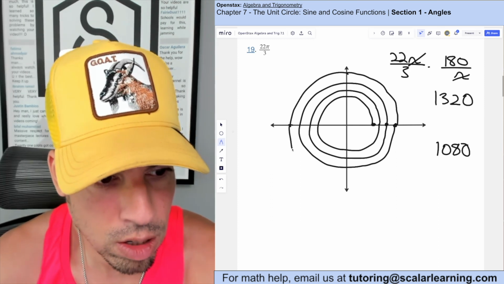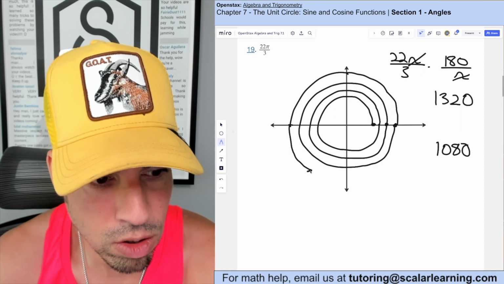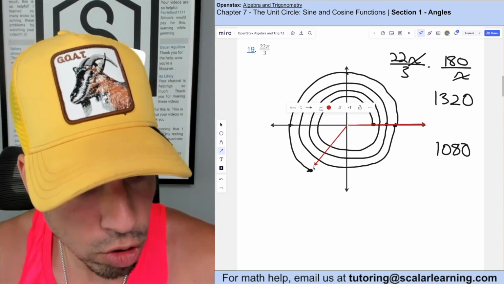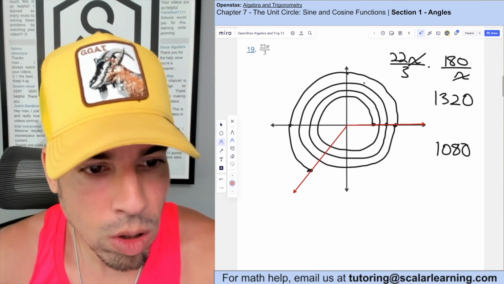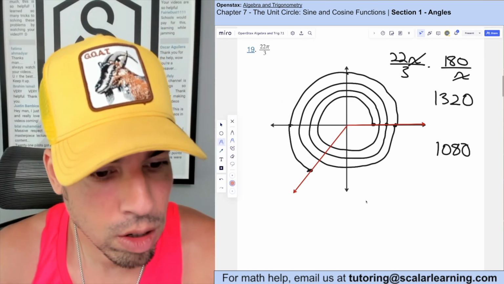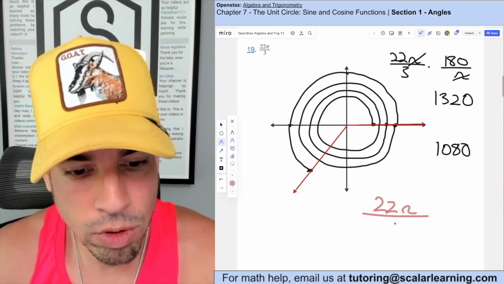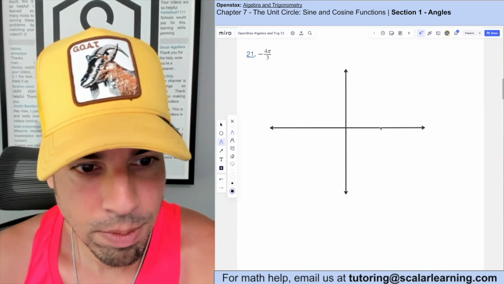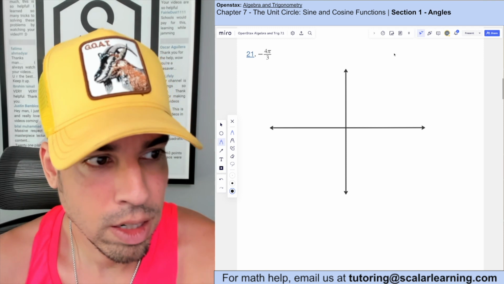So we're going to go another 60, which will be right about here. So that gives our initial side here and our terminal side like this. And all of that kind of shows that angle of 22 pi over 3. And that's how you do it. Done. For this one, we've got negative, meaning we're going clockwise, and negative 4 pi thirds.